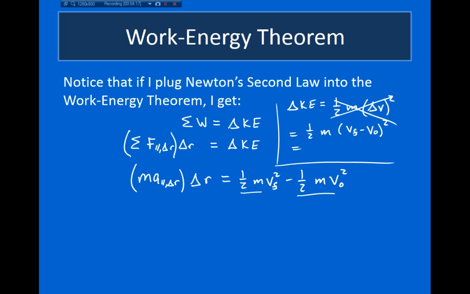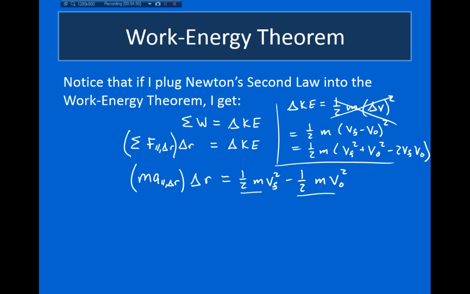And if I FOIL this, if I multiply this all out, that's 1/2 m times v final squared plus v initial squared minus 2 v final v initial. That's not the right formula. Obviously, that's not the same thing as what I have written down here. So do not do this, right? The change in kinetic energy is not 1/2 m delta v squared, okay? It's 1/2 m v final squared minus 1/2 m v initial squared.